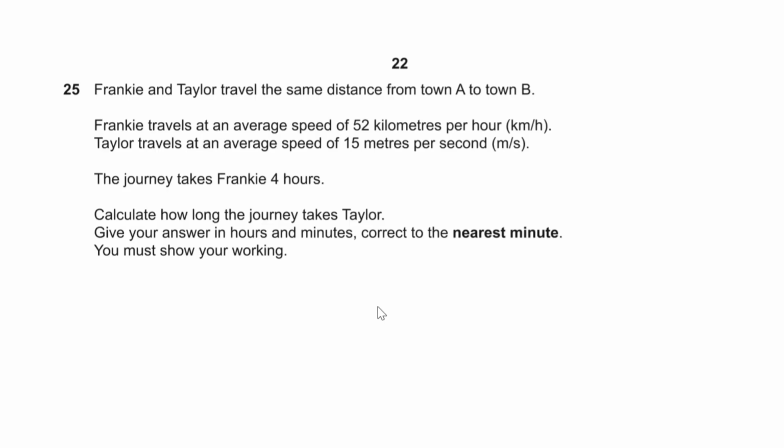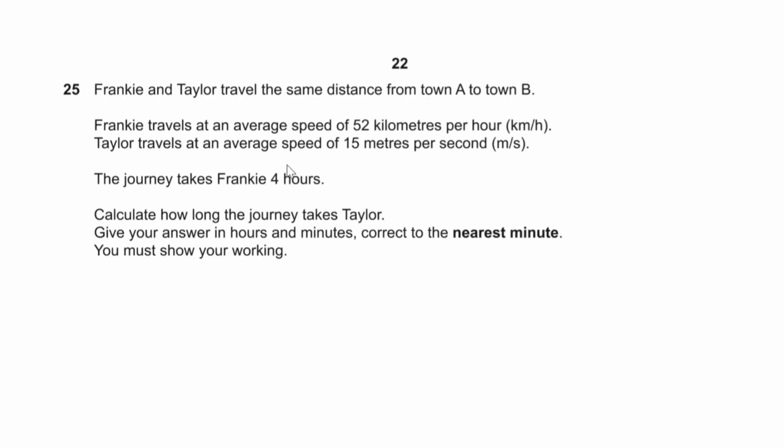Question number 25. Frankie and Taylor travel the same distance from town A to town B. Frankie travels at an average speed of 52 km per hour. Taylor travels at an average speed of 15 meters per second. The journey takes Frankie 4 hours. We have to calculate how long the journey takes Taylor. Give your answer in hours and minutes, correct to the nearest minute. You must show your working.